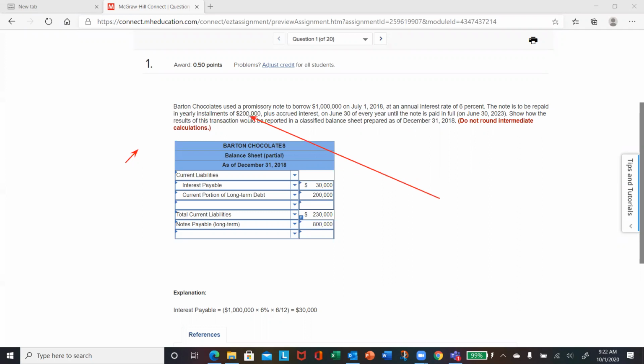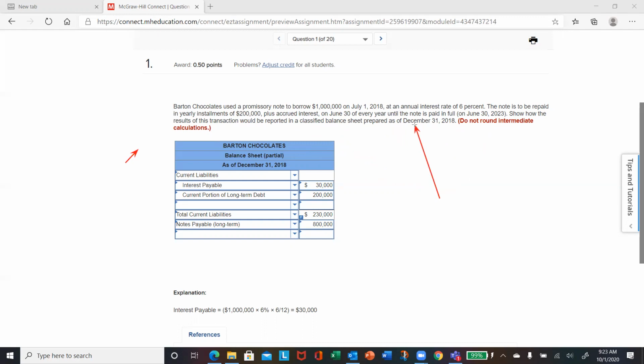What that means is that every year they're going to be paying back $200,000 of that $1 million principal, plus any accrued interest. So then it says on June 30th of every year until the note is paid in full, on June 30th, 2023, they want to show how the results of this transaction would be reported in a classified balance sheet prepared as of December 31st, 2018. So notice the time period here, it's July 1st and then December 31st. So again, that's 6 months later.